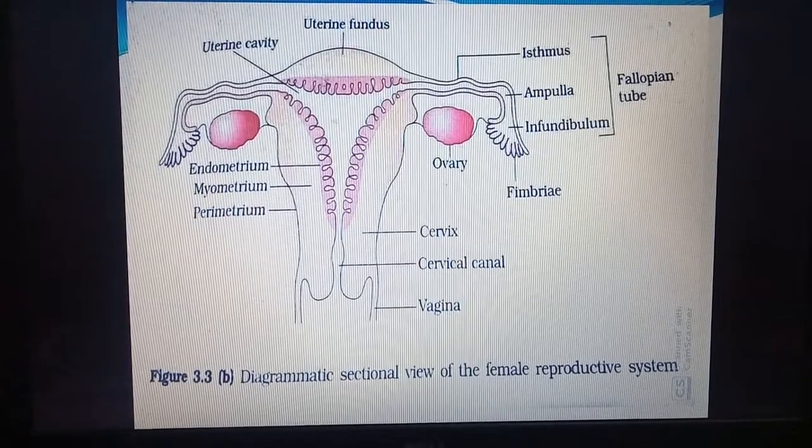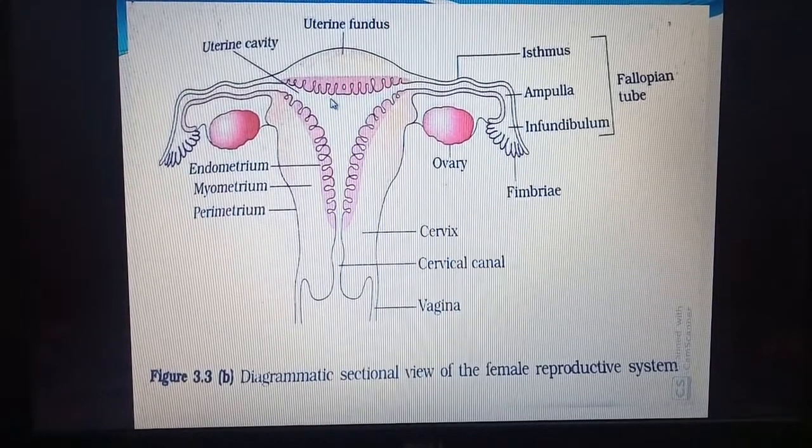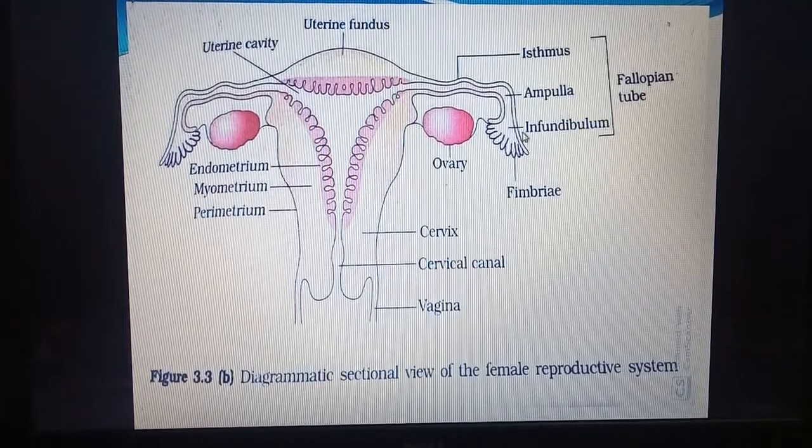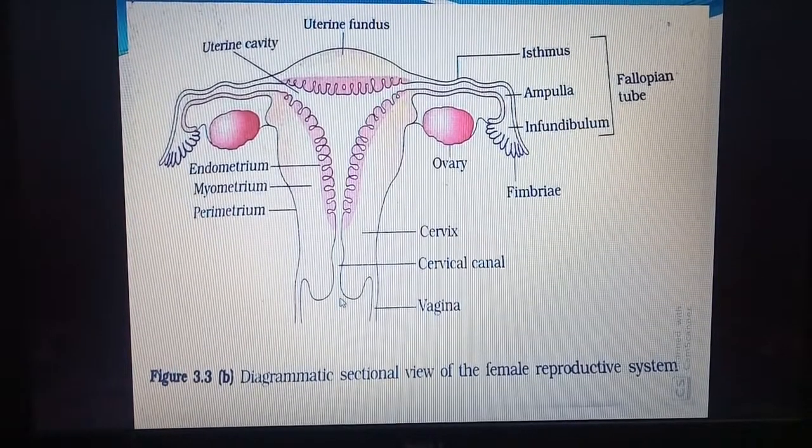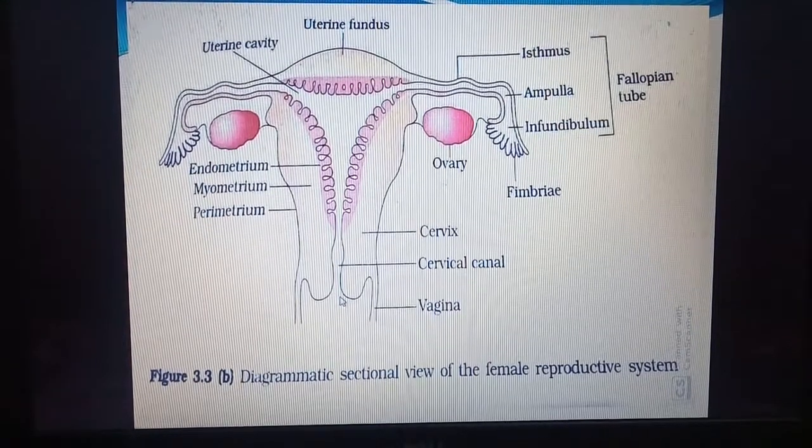Here we can see the diagrammatic section of the female reproductive system. First there is the ovary, right ovary and left ovary. Then after the ovary we can see the infundibulum. It has fimbriae, then ampulla, then isthmus, then uterus or uterine cavity. The upper part is called the uterine fundus, then cervix, then cervical canal and vagina. The cervical canal and vagina are called the birth canal because they help in childbirth.